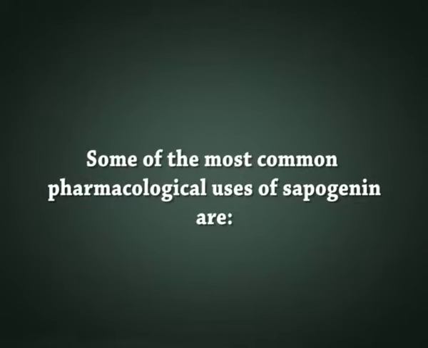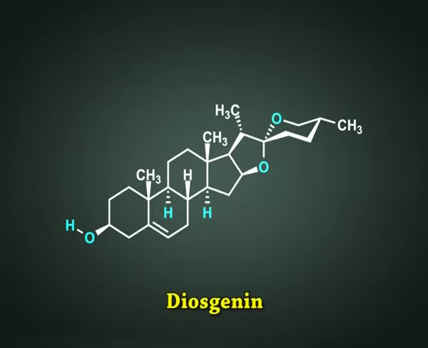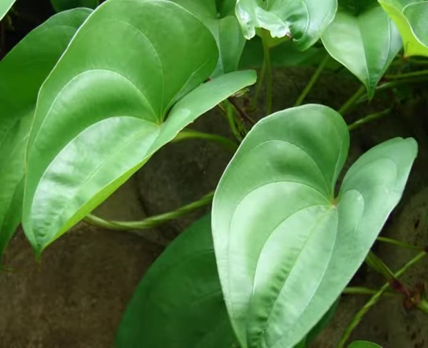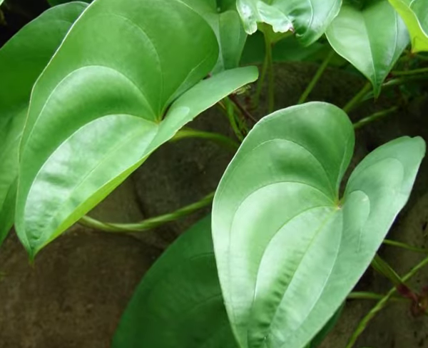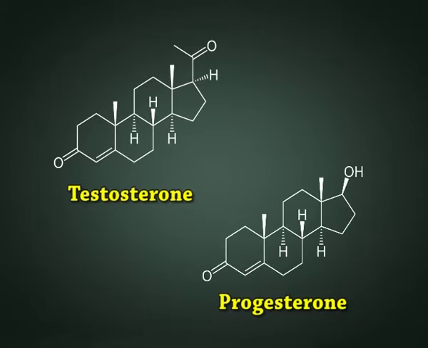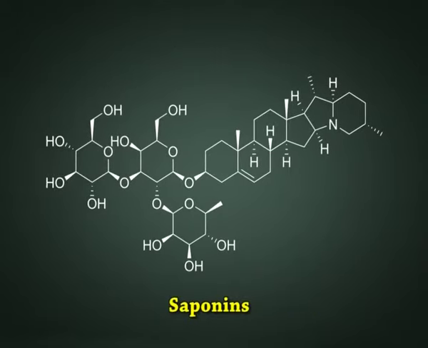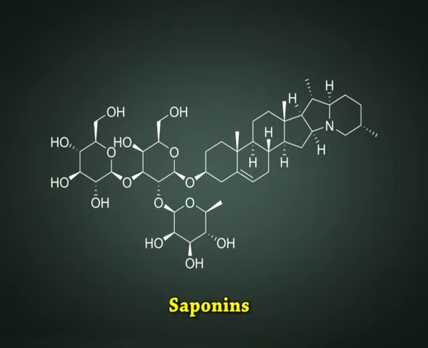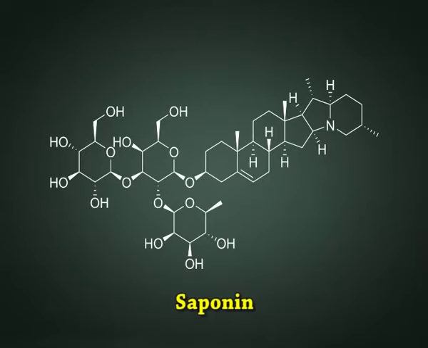Some of the most common pharmacological uses of saponins are as follows. Steroidal sapogenins such as diosgenin, isolated from the rhizome of Dioscorea species, are used as precursors in the partial synthesis of various hormones such as testosterone, progesterone, etc. Saponins are also found to increase the rate of absorption of many pharmacologically active substances, specifically the cardiac glycosides. Many saponin-containing drugs are used as expectorants.